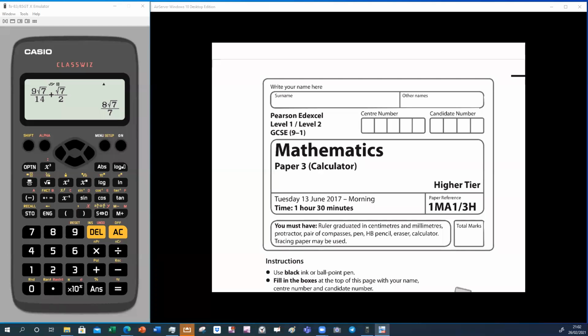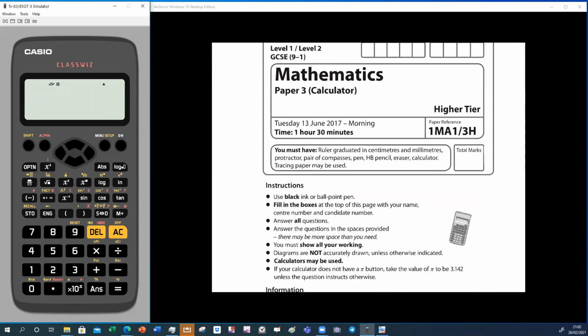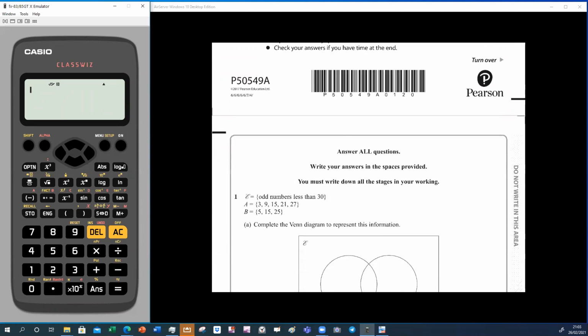Okay, we're recording. So we're looking at paper 3, 2017. Well, let's just zero our calculator for the moment. We don't need that on there. Calculator paper. Let's get cracking.